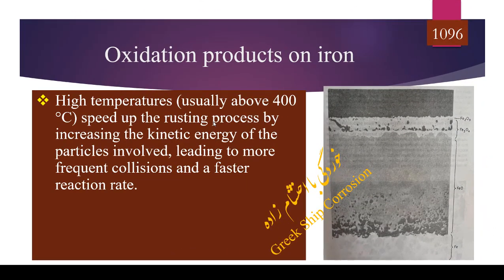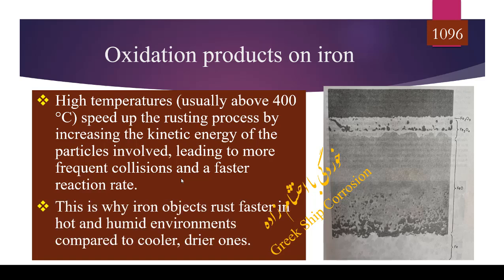Oxidation products on iron. High temperatures, usually above 400 degrees Celsius, speed up the rusting process by increasing the kinetic energy of the particles involved, leading to more frequent collisions and a faster reaction rate. This is why iron objects rust faster in hot and humid environments compared to cooler, drier ones. Fe, FeO, Fe3O4, Fe2O3.